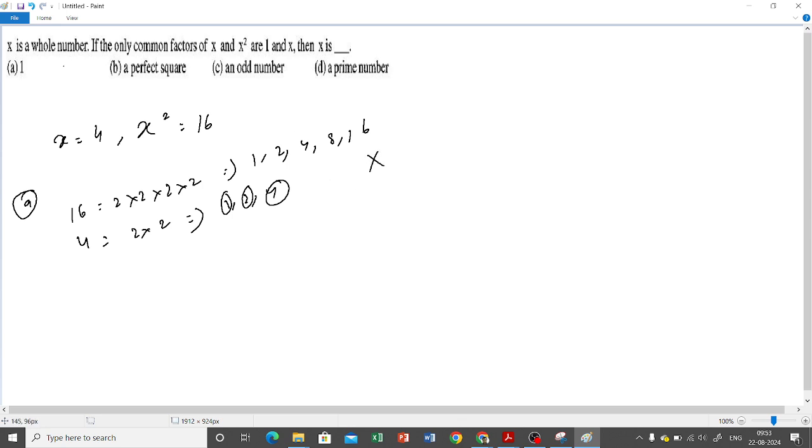এটা বুঝতে পারলে কোশ্চেনটা কি আছে? x is a whole number, if the only common factors of x and x square are 1 and x, then x is what? I'm testing option B. So x is 4 and x square is 16, so 16 can be written as 1, 2, 4, 8, and 16, and 4 can be written as 1, 2, and 4. Now what are the common factors? 1, 2, 4. According to this question, 1 and 4 should be the only common factors, but that is not true.